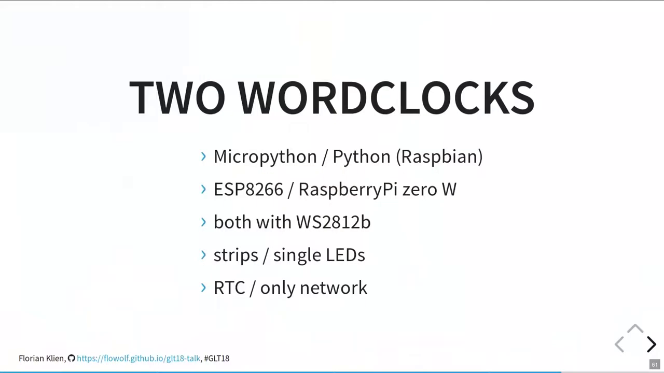Okay. The second clock I built with a Python on a Raspberry Pi. Okay, so that's a different approach you can take. It runs Raspbian, so a basic Debian system, with a normal Python and a kernel driver for the LEDs.